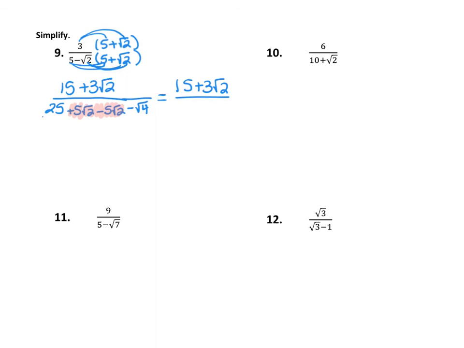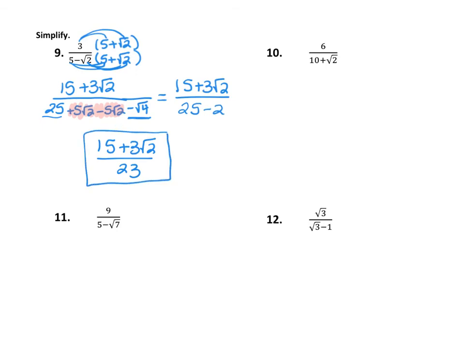In the bottom, though, I'm going to have 25 minus square root of 4. Well, square root of 4 is 2. So I really have 25 minus 2. So my final answer will be 15 plus 3 square root 2 all over 23. Now 15, 3, and 23 don't have anything in common. So this will be my final answer.